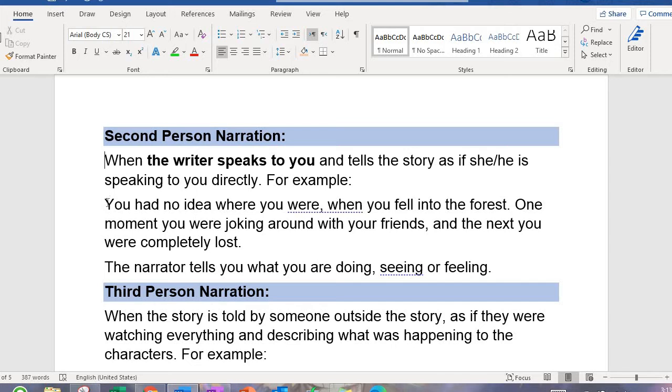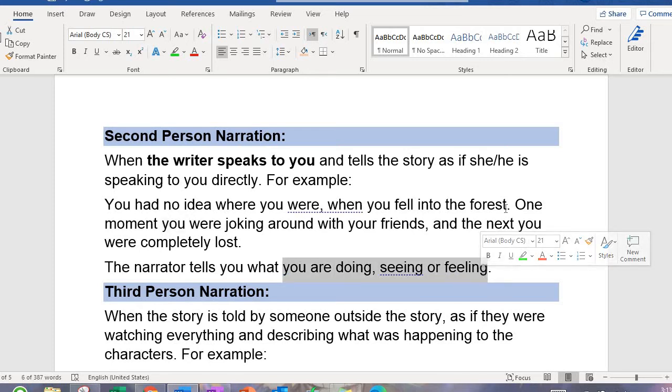So you can see that in this type of narration, the one word that keeps getting used is you, because the writer is telling what you are seeing, what you are doing, and what you are feeling.